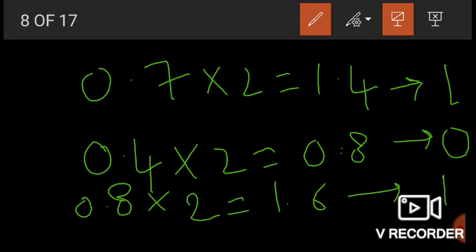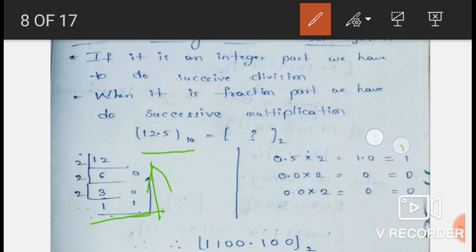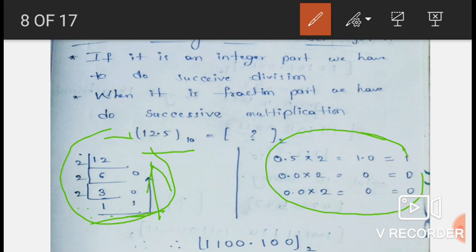We have to repeat this process until we get a repeated sequence, then we can stop the process. Like that we have to do the process for the fractional part. Like this we do the process for the integer part, and when we concatenate both, we get the final result. I write the fractional part from top to bottom, and the integer part from bottom to top. The result is 1100.100. That's it.